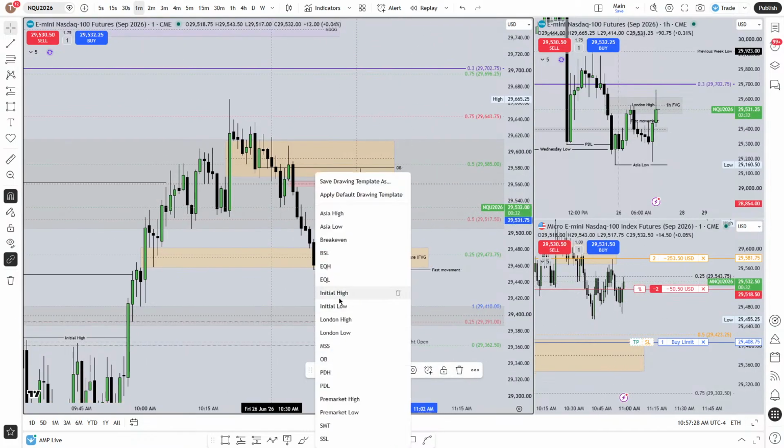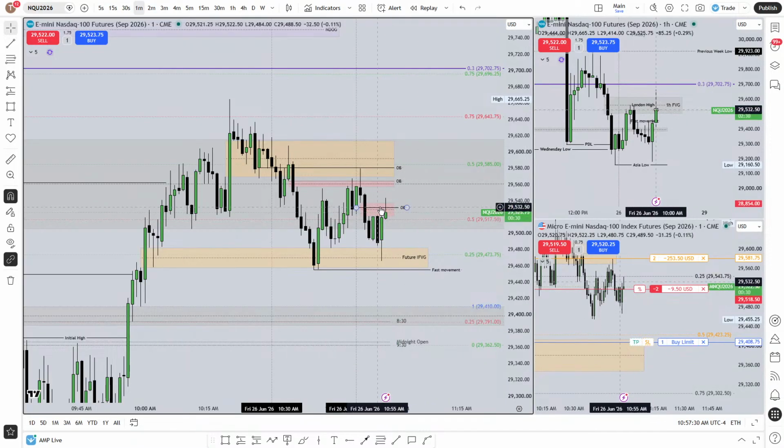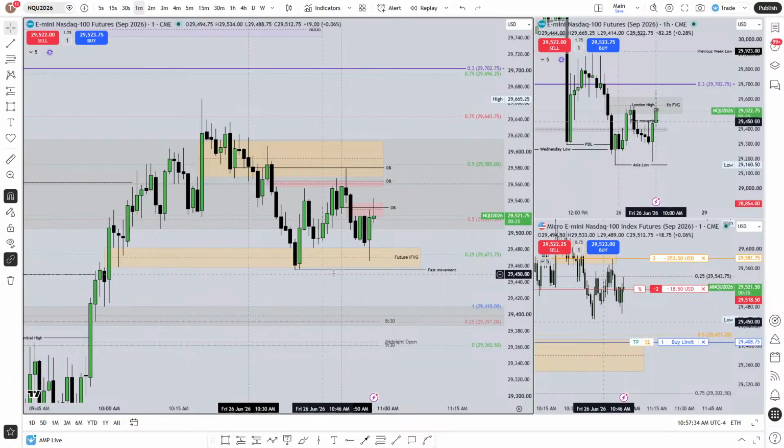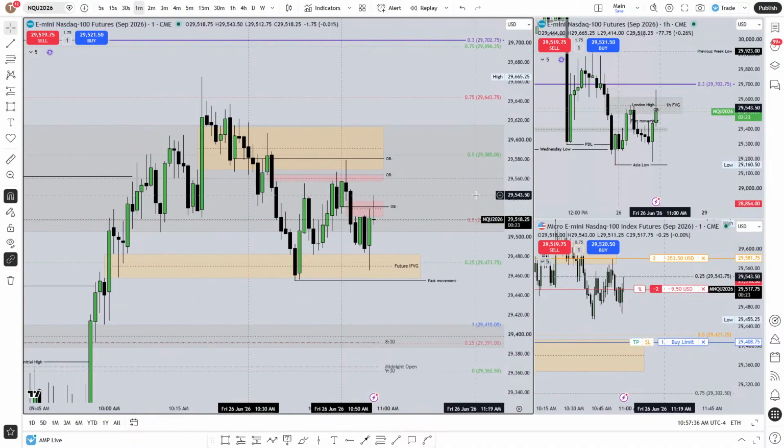This is really it right here. Now we have relative equal lows in the macro. I mean, it's everything I look for in a trade, so.